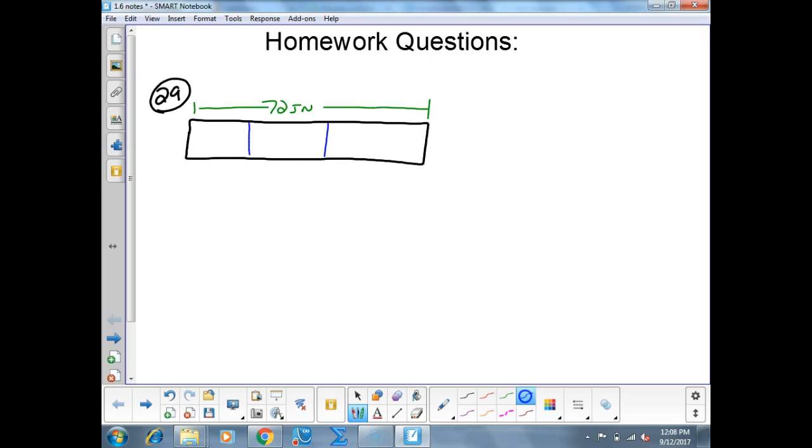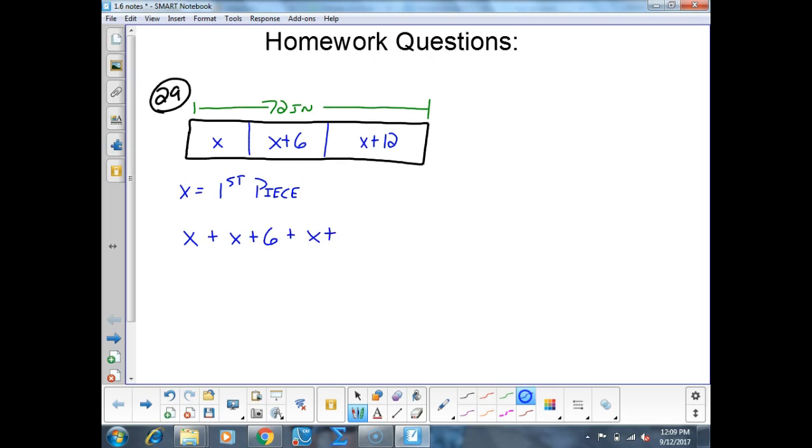Okay. So let's call this one X. So X is going to be the first piece. Then the next piece would be X plus 6. And then the next piece would be 6 more than that, which is X plus 12. Okay? So X plus X plus 6 plus X plus 12 has to be 72.